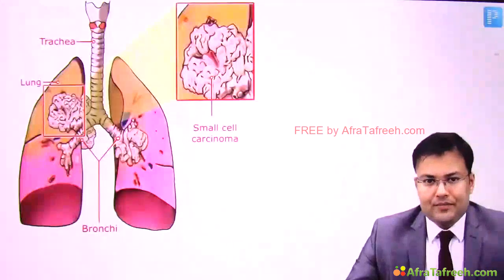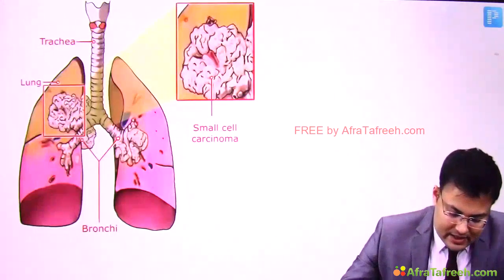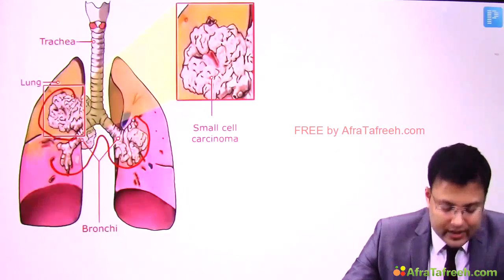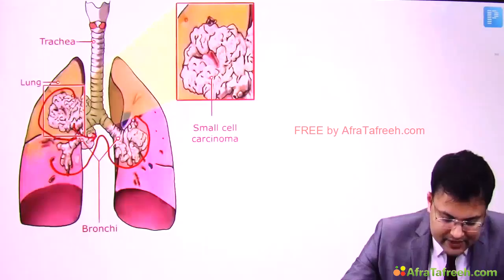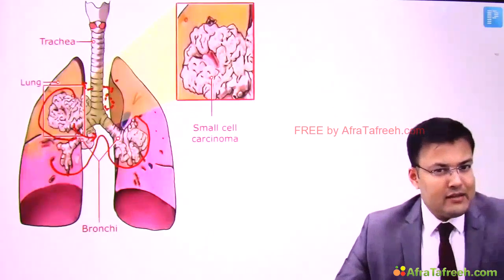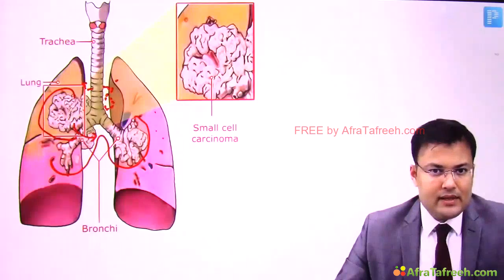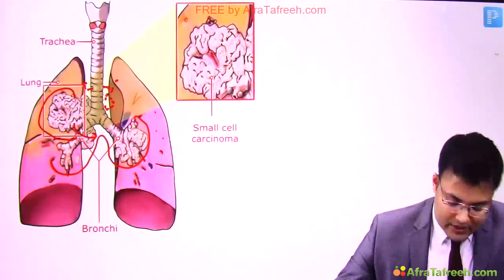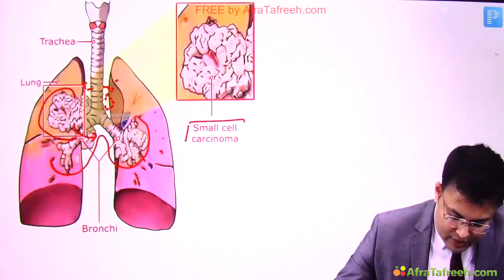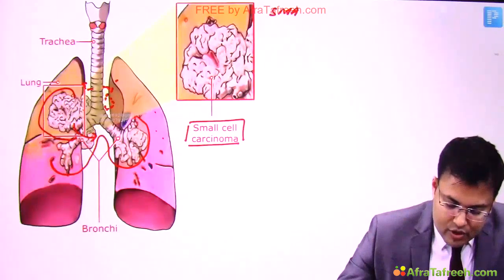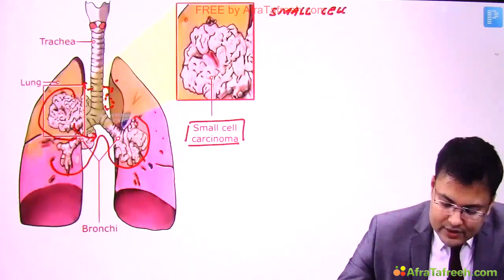Now see this tumor. Here you can see that there is a hilar mass with mediastinal invasion, and in these malignancies there is mediastinal lymphadenopathy. So massive hilar or mediastinal lymphadenopathy is suggestive of small cell carcinoma. So we are going to discuss small cell carcinoma.